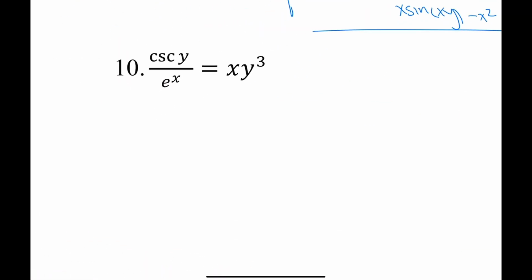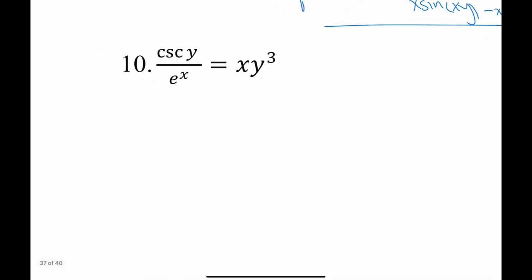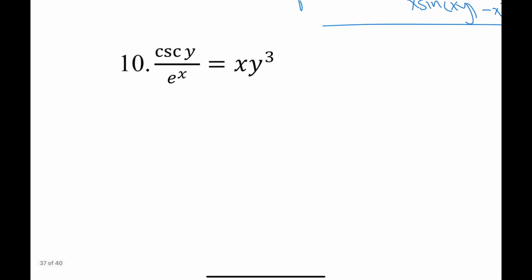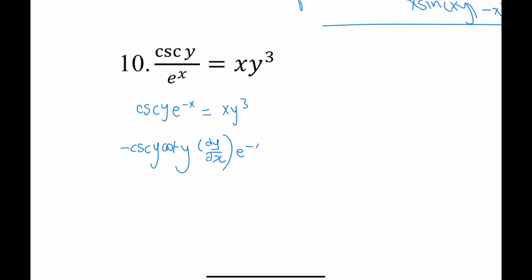Number 10. Okay, number 10, I think we can try to do product rule again, because quotient rule might be way too complicated. So let's just do product rule. So cosecant y times e to the negative x equals xy to the third. So cosecant y would definitely be negative cosecant y cotangent y, and then dy over dx, right? And then e to the negative x. And then we have to do product rule.